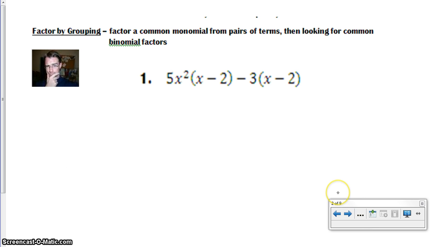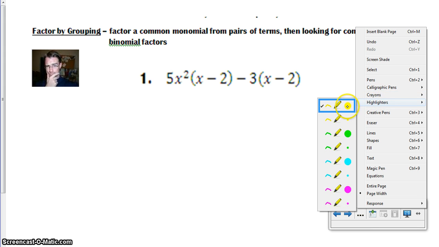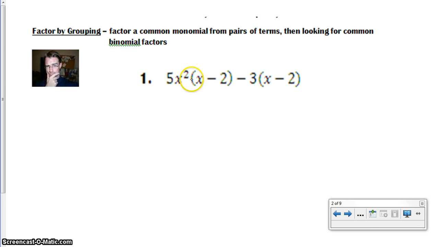Now, the reason why I bring that up is your first card for today is factor by grouping. What you want to do when you factor by grouping is you factor a common monomial from pairs of terms looking for the binomial factors. All right, well, let's take a look. Mrs. Rose, when I look at this, I see something that's very apparent. Both of them have a factor of the difference of x minus 2.